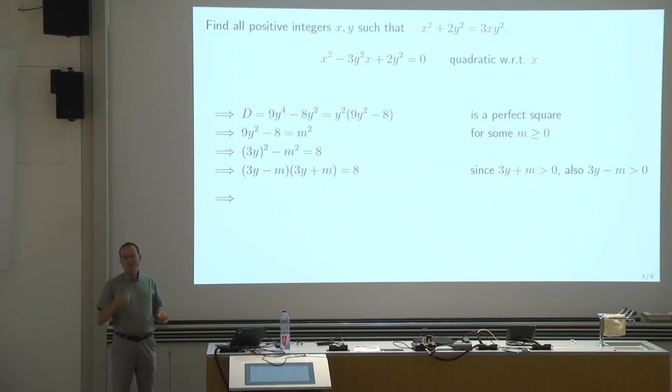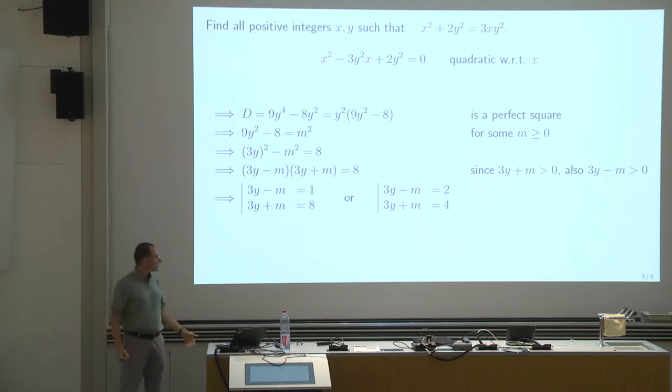2 times 4 and 1 times 8, absolutely. 1 times 8 or 2 times 4. These are the only possibilities. Now, those are the types of equations that you do in school. Two equations in two variables. In the first case, add up the equations. 6y equals 9. This doesn't work for us because y equals 3 halves doesn't count. We're not interested in 3 halves. We only look at positive integers, whole numbers, ganze Zahlen.